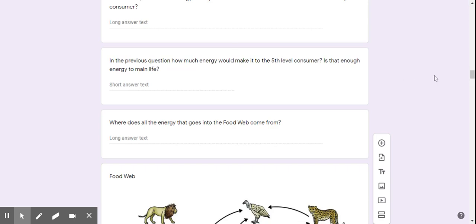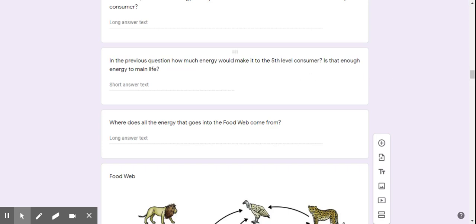Okay, so wait. We had 10,000, we divided by 10, and we got 1,000 at the primary consumer. Then we divide by 10 again, and at the secondary consumer, we got 100. Then we divide by 10 one more time, and at the tertiary consumer, that's the third level, we divided the 100 by 10, we got 10. And then we apply the 10% rule one more time. At the quaternary consumer, the fourth level, we divided 10 by 10 and we got 1. So now at the fifth level consumer, we divide by 10 one more time. We divide 1 by 10 and we get 0.1 units of energy. We started at 10,000 and we end with 0.1.